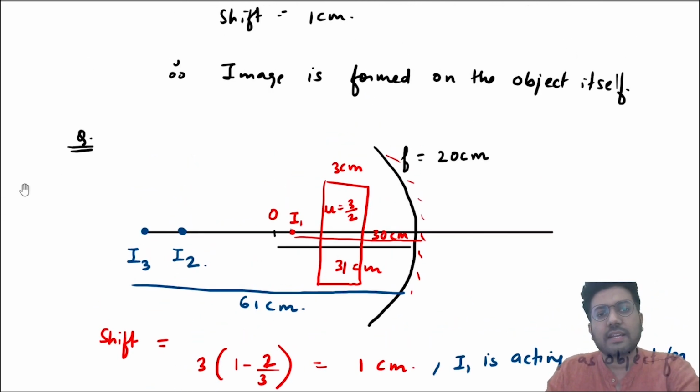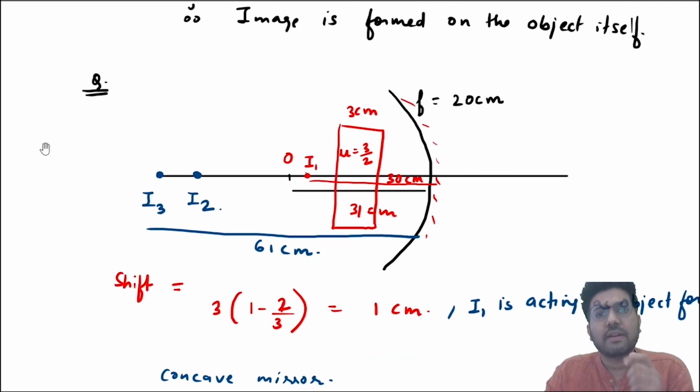So this is how they can ask you the question. Every time you have to remember, first shift from the slab, then that shifted position is the object for the concave mirror, then find the image from the concave mirror, that image is again an object for the slab, right? So 3 images will be formed and I3 is the final image that you will be observing.